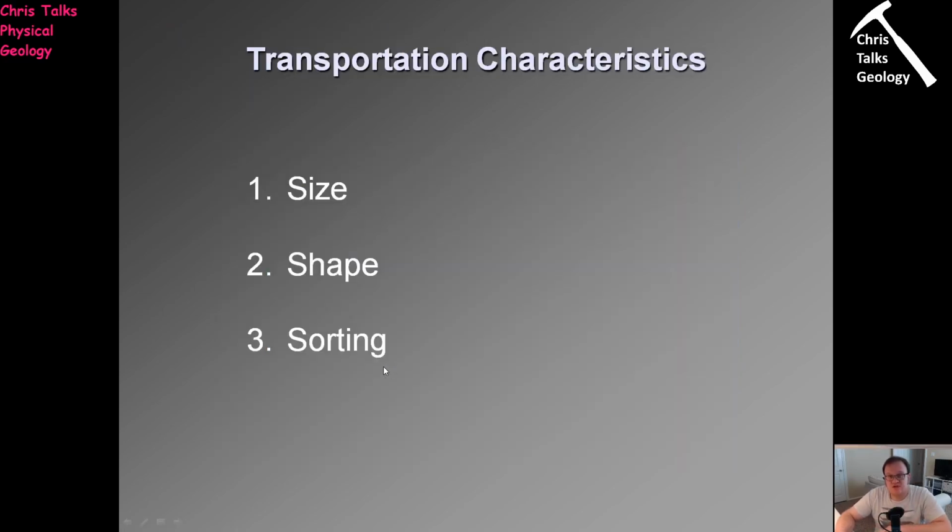So, what are the transportation characteristics? Well, as our sediment is transported, we're going to see changes in its size, its shape, and its sorting.